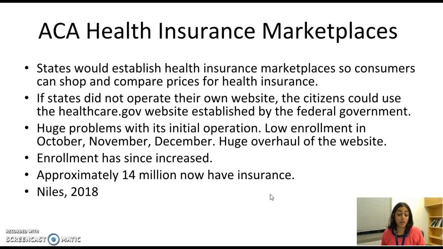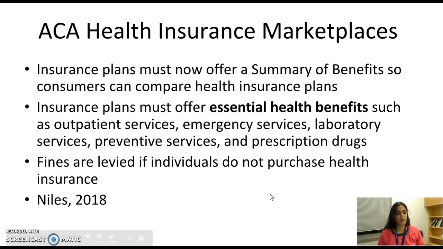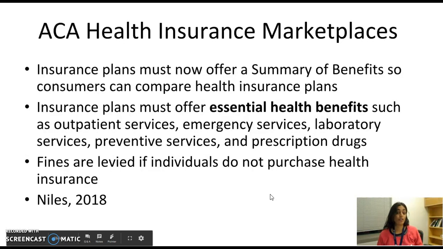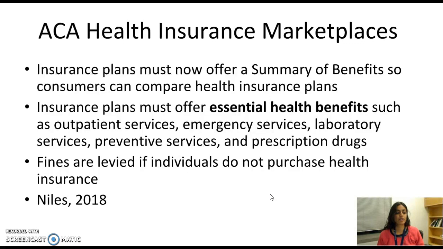And now approximately 14 million new people have insurance. So more about health insurance marketplaces. Insurance plans must now offer a summary of benefits so consumers can compare health insurance plans. Insurance plans must offer essential health benefits.